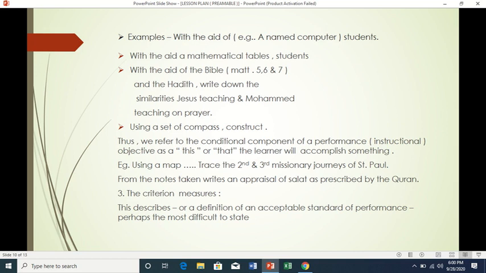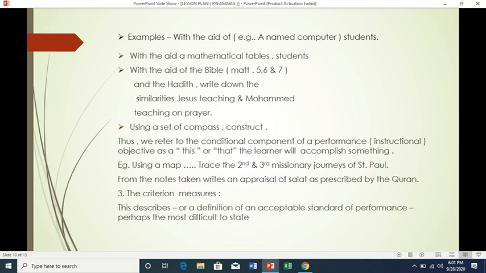For example, using a map, trace the second and third missionary journeys of St. Paul. Or from the notes that you have written, write an appraisal of Salat as prescribed by the Quran. These are all conditions set for or given to the learner by which he should perform an activity.